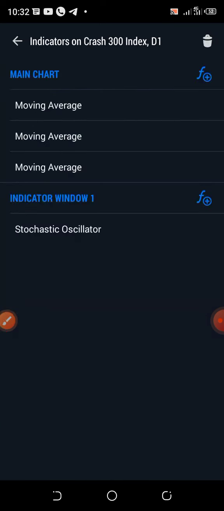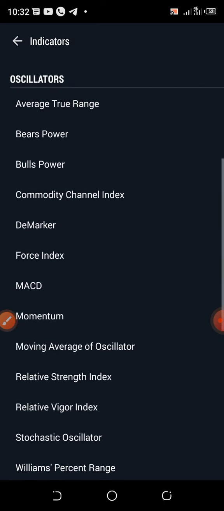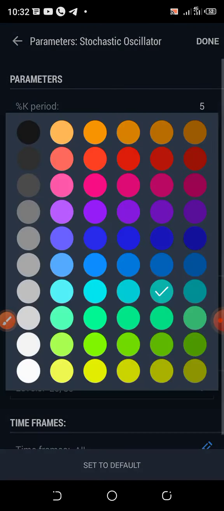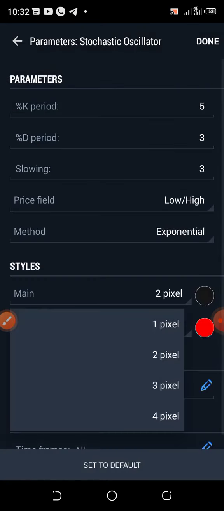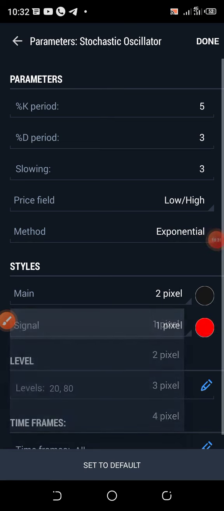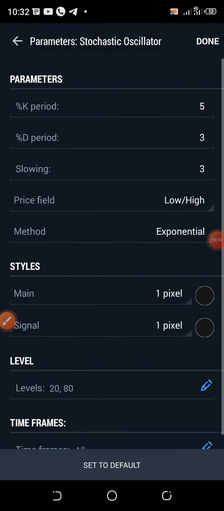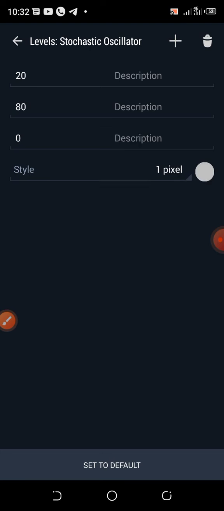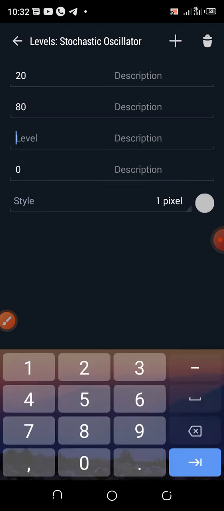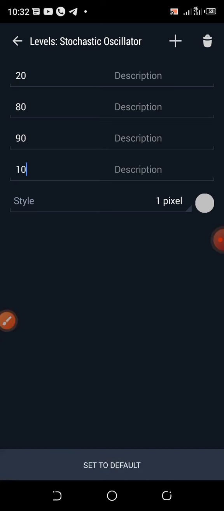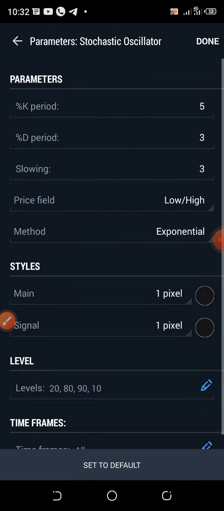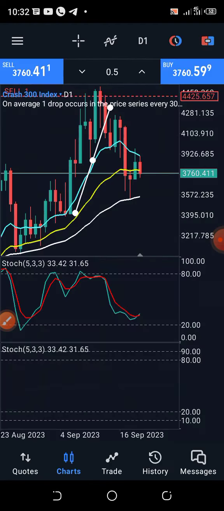Then the next thing we combined was to add another stochastic oscillator, but this time we'll make this place a background color. We'll make all these places a background color. Why? So that we can use it to get what we want in adding another distance. So here we'll add 90, and here again we'll add 10. Once we do that, we'll set it up like this. This is what we'll have below.